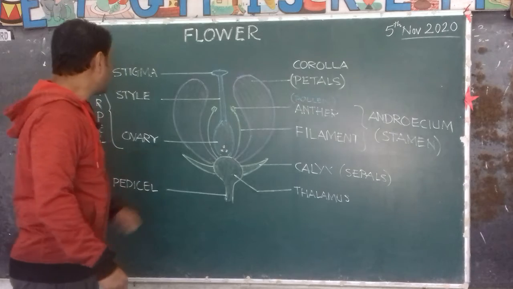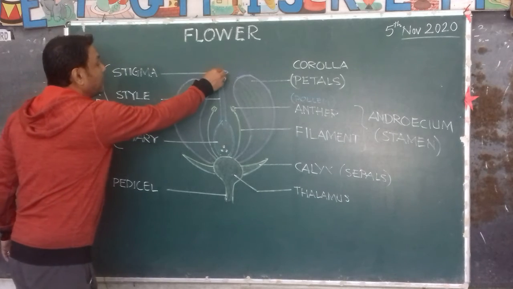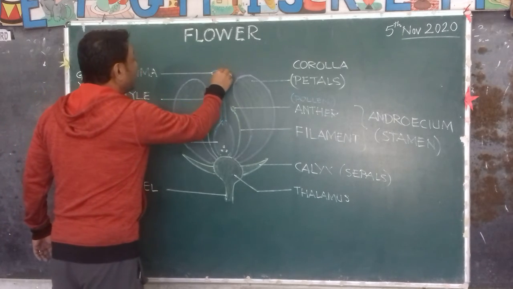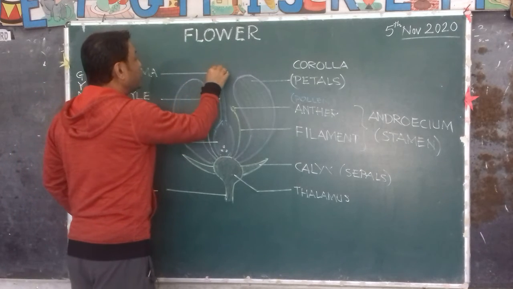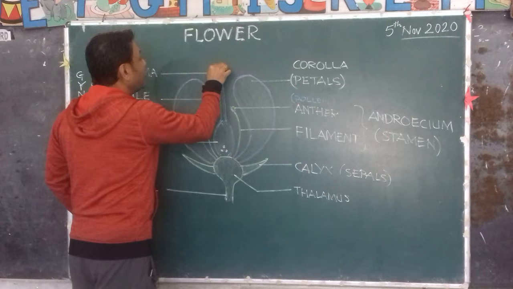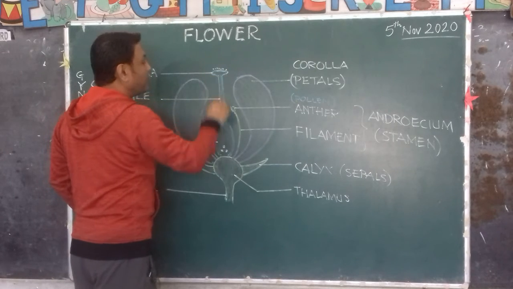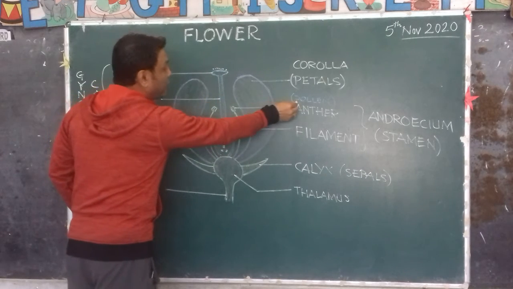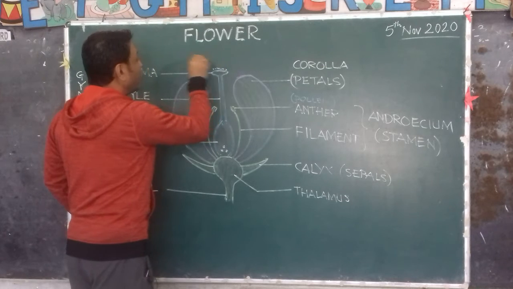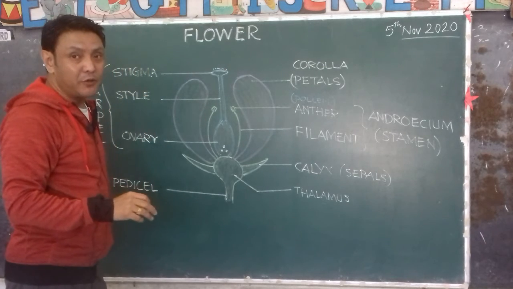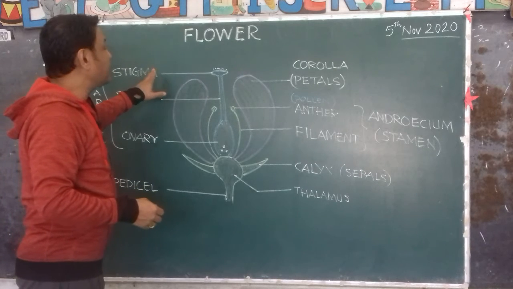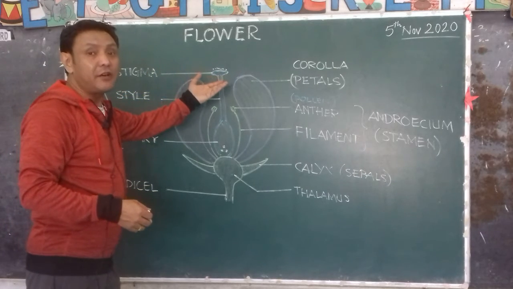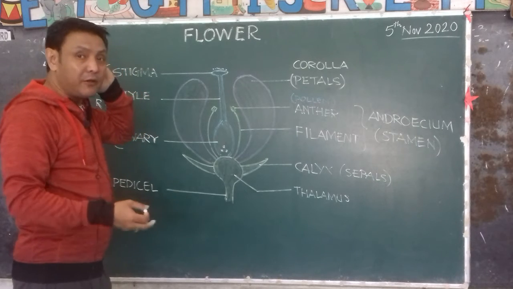Next is the style, which holds the flat structure called the stigma, and the function of the stigma is to receive the pollen grains from the anther during pollination. You will understand it when we come to the next part after a while. So the stigma is a flat, sticky structure. It could be hairy also, depending upon the flower.